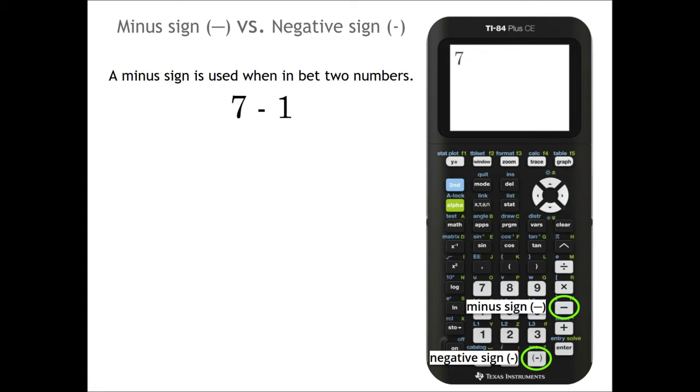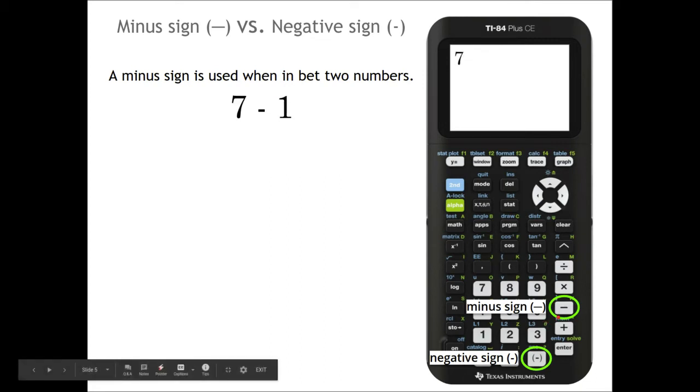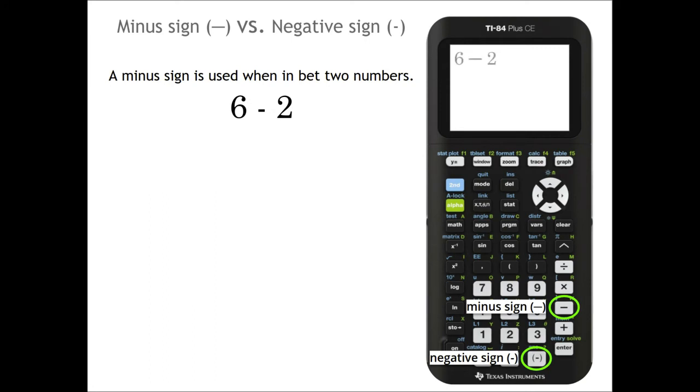7-1 would be 7 minus 1, 7, and then the minus sign, and then 1. So if it's in between two numbers, it's going to be minus. 7 minus 1 is 6. 6-2 is 6 minus 2 is 4. Now, the parentheses will not affect it. If it's after both parentheses or before both parentheses, it's still going to be a minus sign. We'll see a negative sign will be if the dash follows right after the open parentheses, then it's going to be negative. We'll see in a second. But if it's after or before both parentheses, then it's going to be a minus sign.